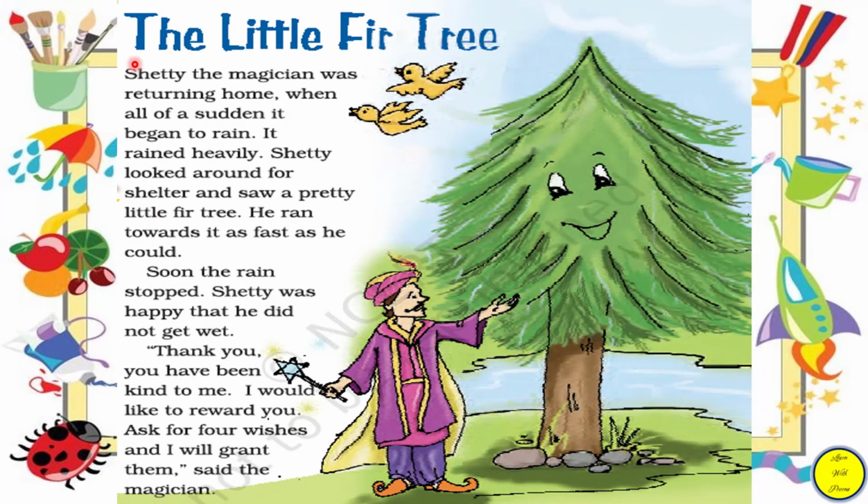Now let us first of all read the lesson. The Little Fir Tree. Shetty, the magician, was returning home when all of a sudden it began to rain. It rained heavily. Shetty looked around for shelter and saw a pretty little fir tree. He ran towards it as fast as he could. Soon the rain stopped. Shetty was happy that he did not get wet. Thank you. You have been kind to me. I would like to reward you. Ask for 4 wishes and I will grant them, said the magician.